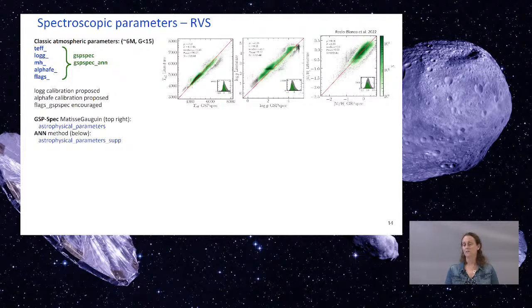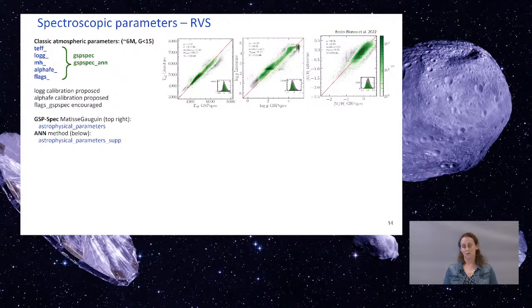On the right panels, I'm showing a comparison of temperature, surface gravity, and metallicity with the literature. And you can see that there is quite good agreement with the literature for these parameters. There is a slight offset in surface gravity, and so the team have proposed a log g calibration if this is of interest to your science case. You should check the paper for this calibration. They also propose a calibration for the alpha over iron.